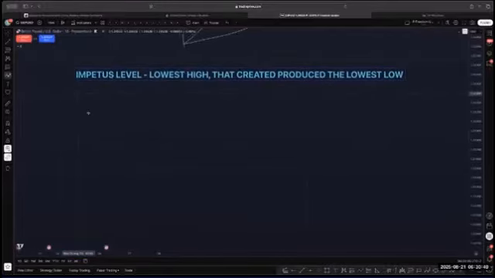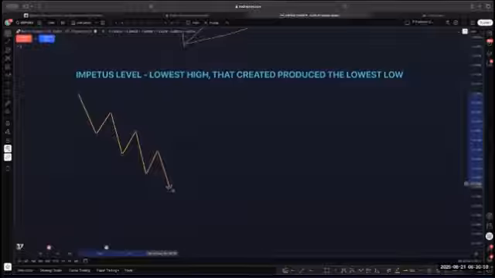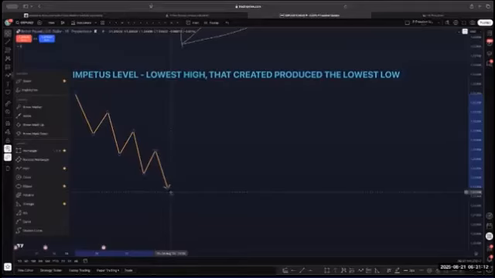So as the market is moving down, we have highs, right? Lower highs, lower highs, lower highs. But it's not just the lower high, it's the lowest high. That created, we have a low, we have a lower low, we have a lower low. We have our lowest low. So the impetus is the lowest high that has created the lowest low. Okay. At its foundation, this is the impetus.